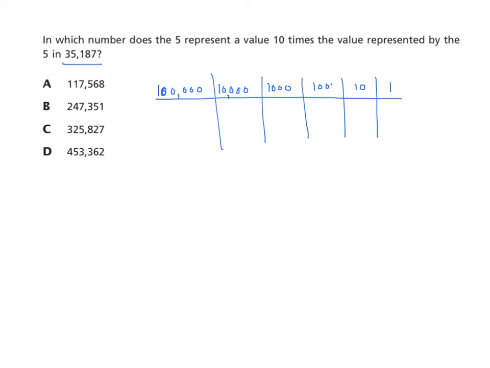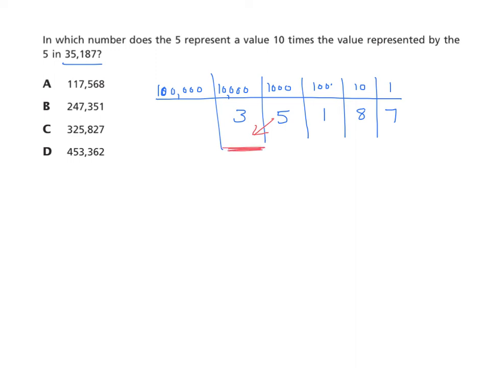I have 3 in the 10,000s place. I have 5 in the 1000s place. I have 1 in the 100s place, 8 in the 10s place, and 7 in the 1s place. Now I want a value for 5 that's 10 times the amount. Remember, when we go to 10 times the amount, we're going to shift it to the next place over.